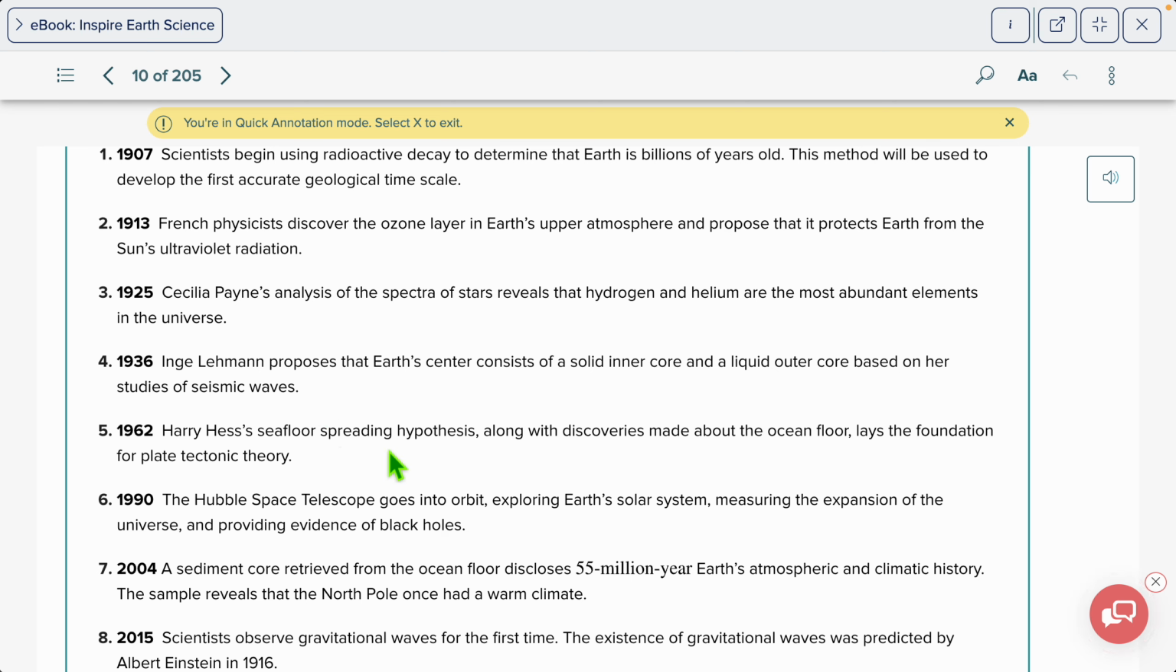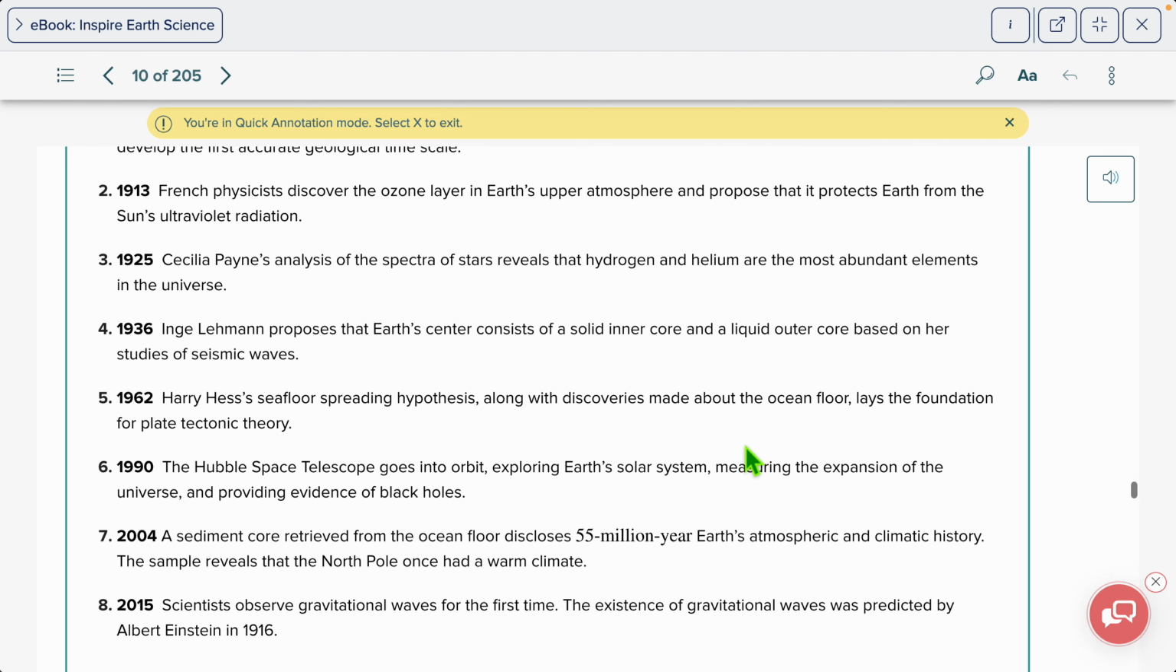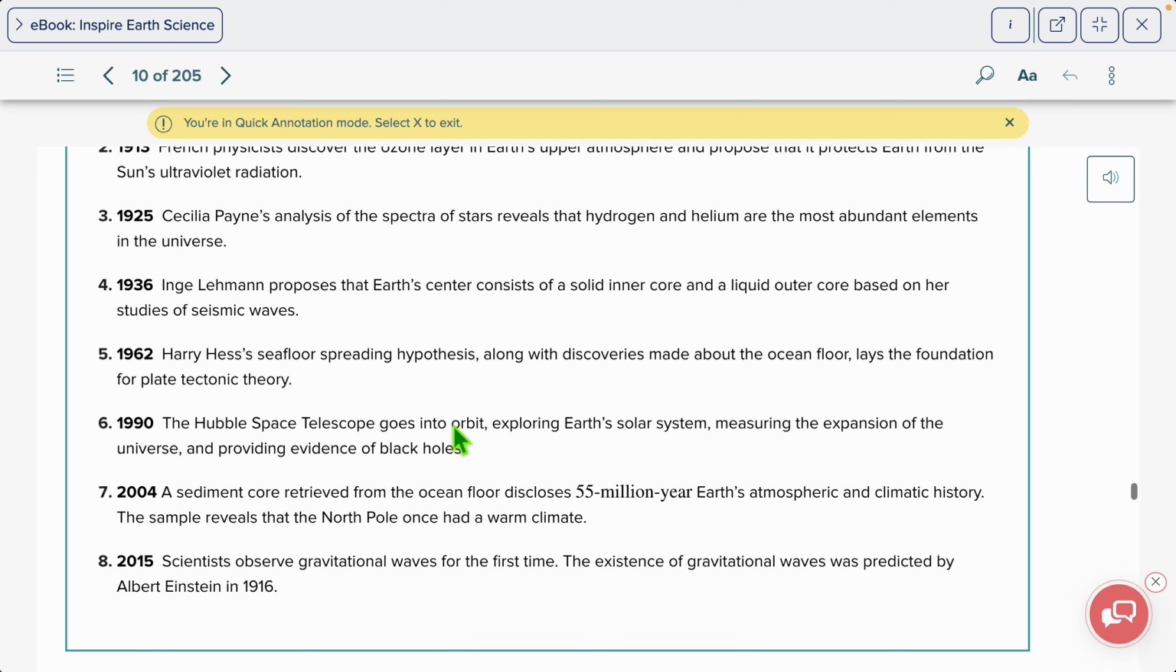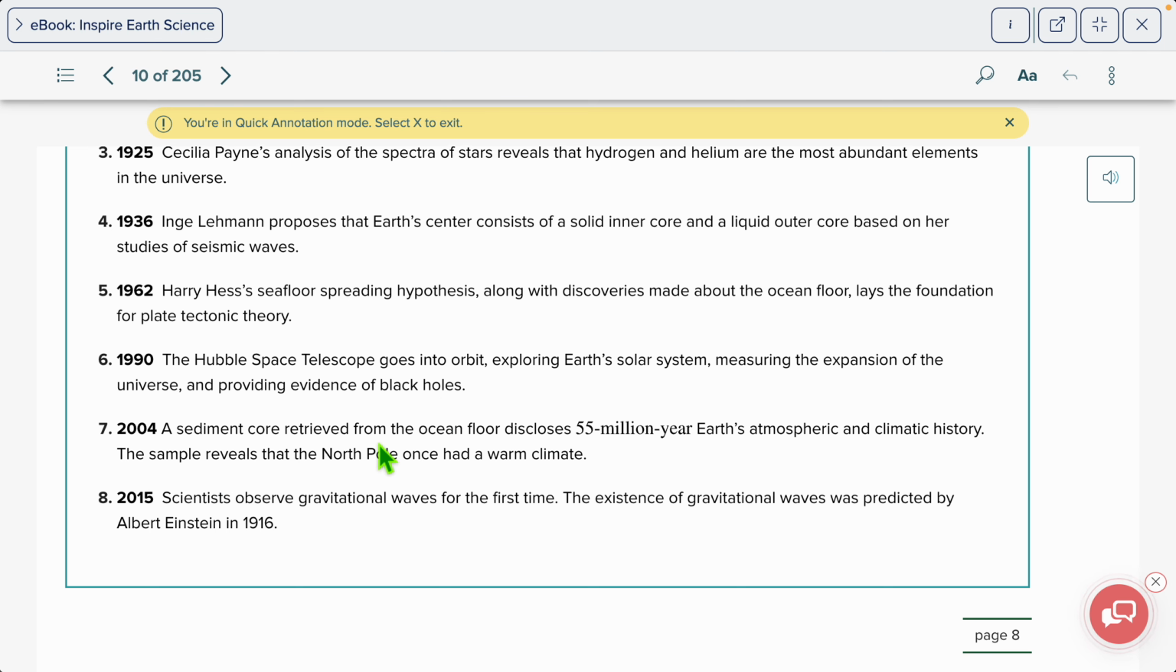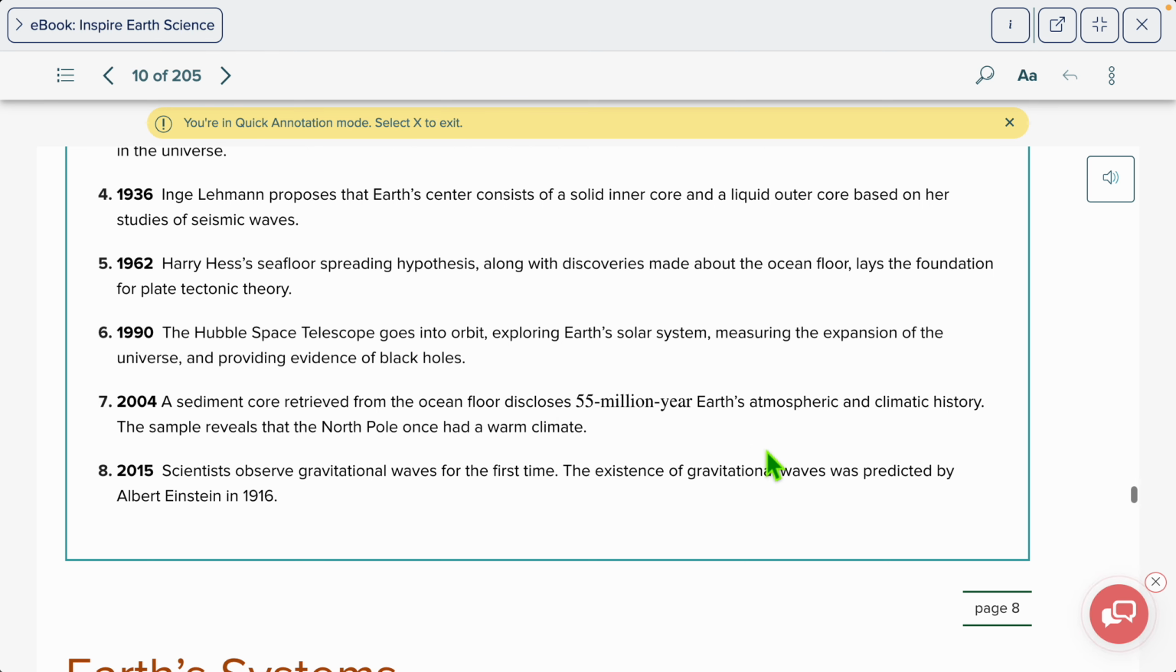1962, Harry Hess's seafloor spreading hypothesis, along with discoveries made about the ocean floor, lays the foundation for plate tectonic theory. 1990, the Hubble Space Telescope goes into orbit, exploring Earth's solar system, measuring the expansion of the universe, and providing evidence of black holes. 2004, sediment core retrieved from the ocean floor discloses 55 million years of Earth's atmospheric and climate history. The sample reveals that the North Pole once had a warmer climate.